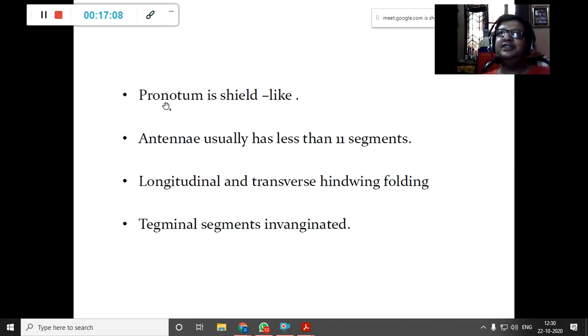The pronotum, the first segment, is shield-like, like an armor in front. The antenna usually has less than 11 segments. Then longitudinal and transverse hindwing folding. Longitudinal means straight, and transverse means across. So the wings are folded like this, not like this. In mosquitoes, they come like this, folded on top of the insect. The terminal segments are invaginated.